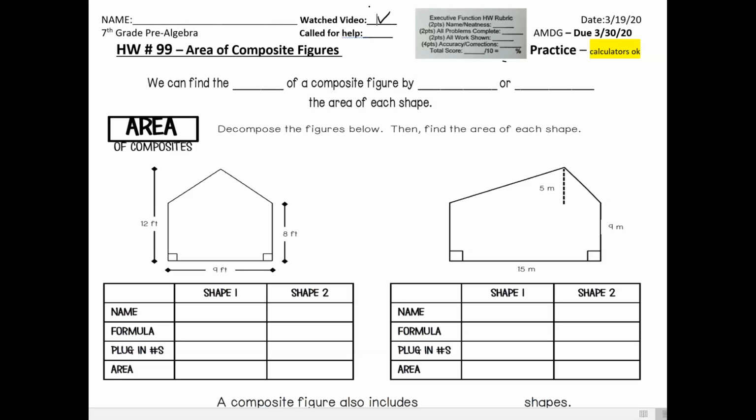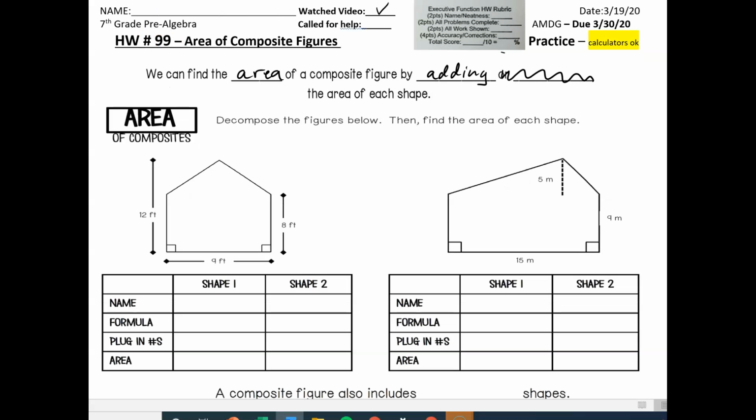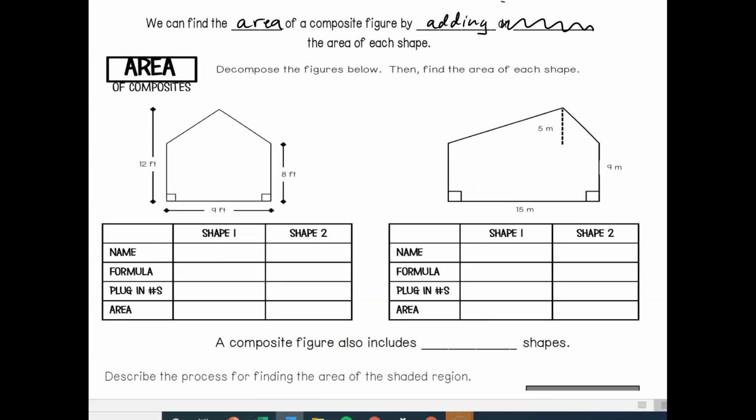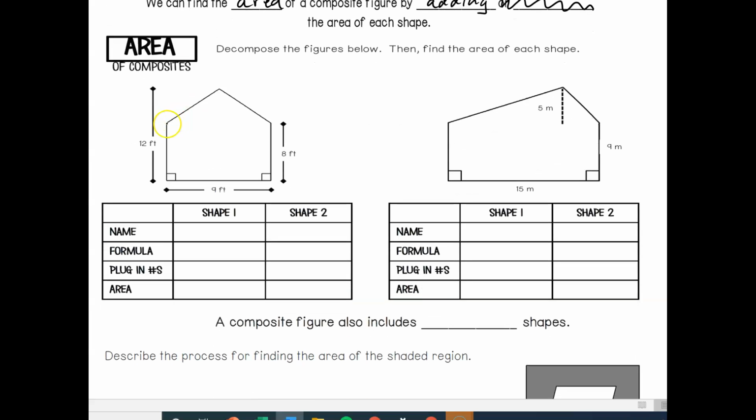So today we're going to talk about area of composite figures, and composite figures is just a fancy way for shapes that are kind of maybe a combination of rectangles and triangles, or trapezoids, semicircles and rectangles. So we can find the area of a composite figure by adding the area of each shape. So you want to decompose a shape, just like this one, into two shapes that you know.